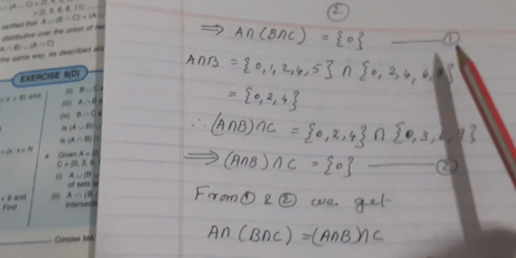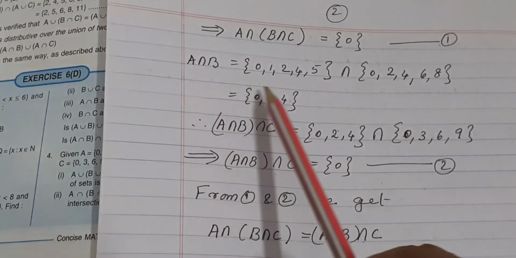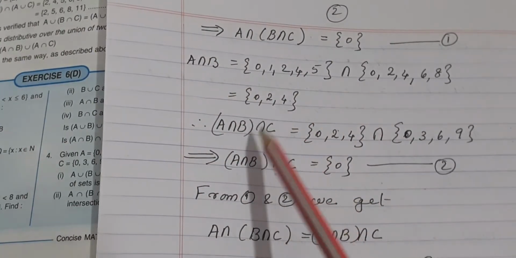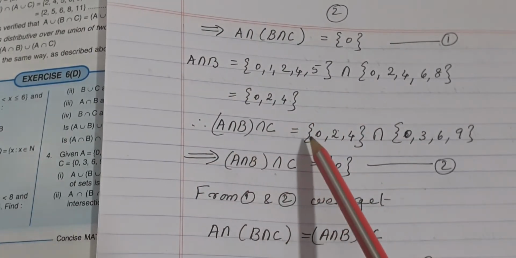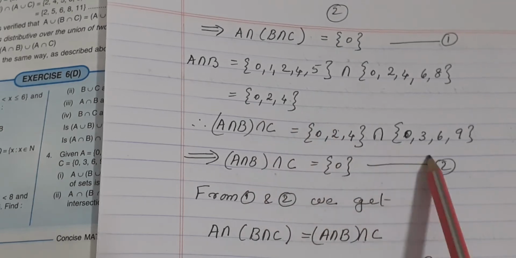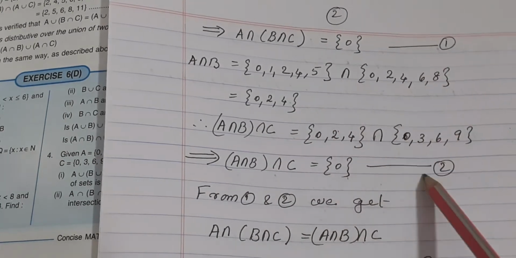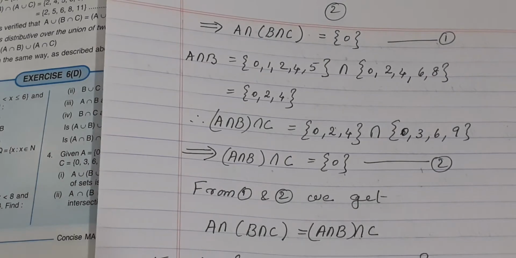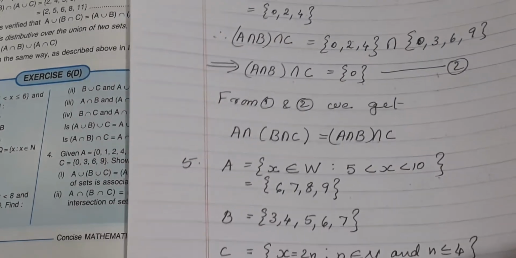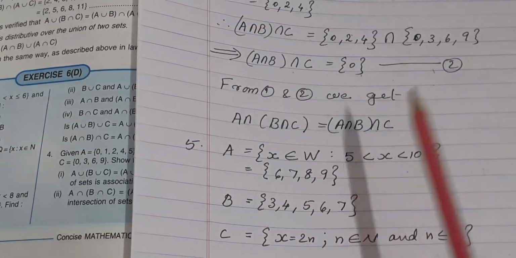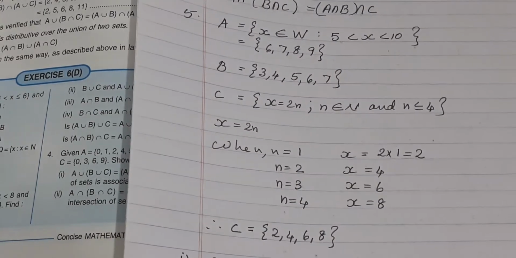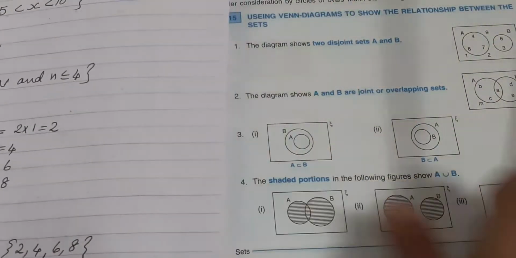Okay, let it be equation 1. Then A intersection B, you will get that as {0, 2, 4}. Then (A intersection B) intersection C is equal to intersection of these two sets, only {0}. So from 1 and 2, what we get? A intersection (B intersection C) is equal to (A intersection B) intersection C. Okay, now fifth question from the exercise. All of you read the question.